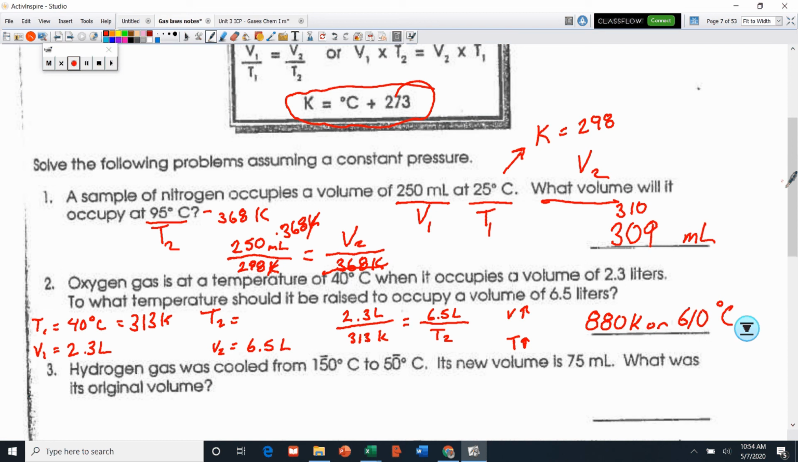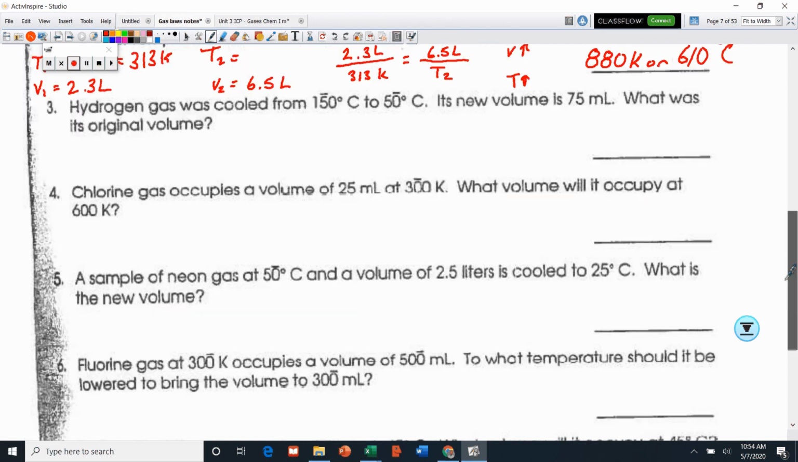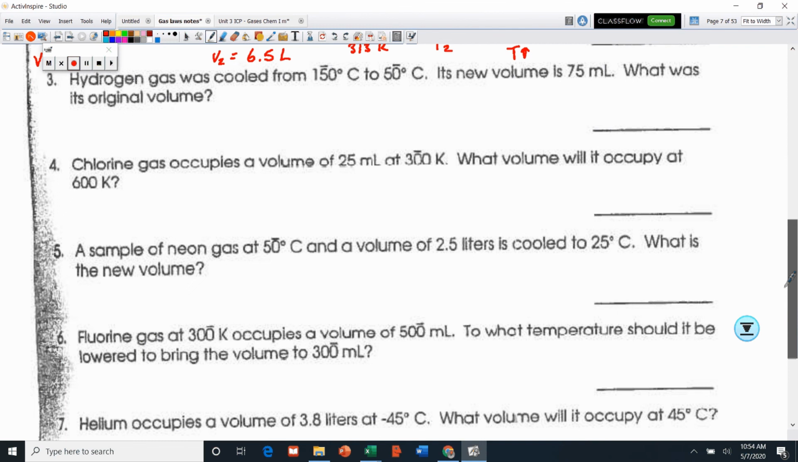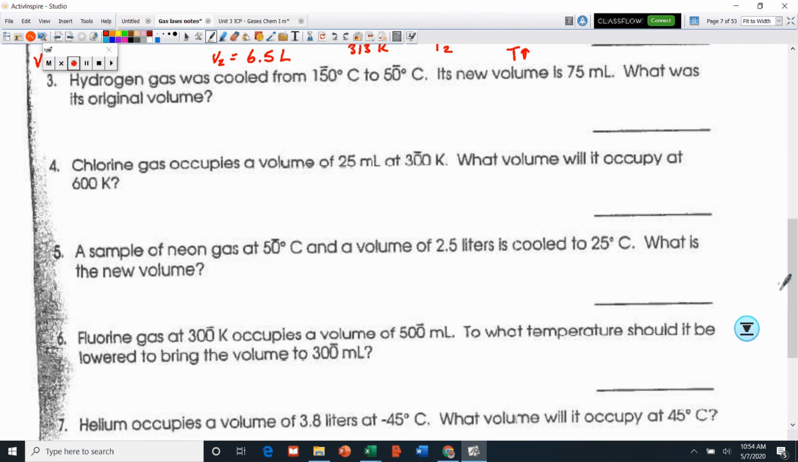All right, I'm going to pull this up so that you can look at some of these other problems. If you choose to do the practice on it, you can. I'm not going to go through and answer. If you have specific questions, email me and I will give you those. All right, so that's Boyle and that's Charles.